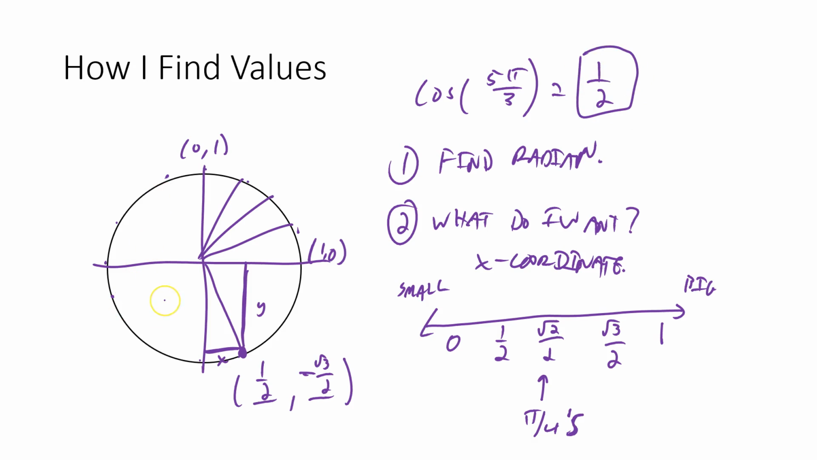Let's try another one over here where I've got some space. Let's do sine of 2 pi over 3. So 2 pi over 3, that's 4 pi over 6. So I go 1, 2, 3, 4. It's right here. Sine is the y value. That is the longer of the two values, and it's up, so it's positive. That's root 3 over 2.